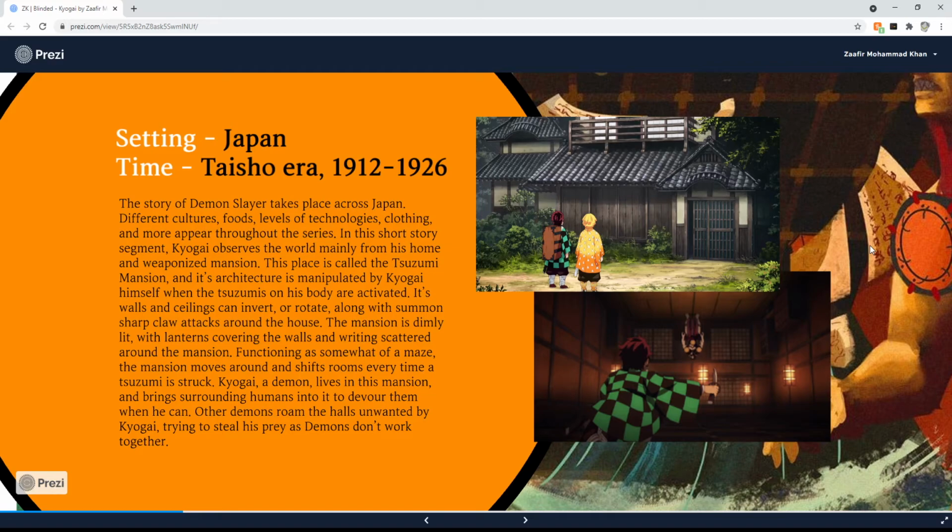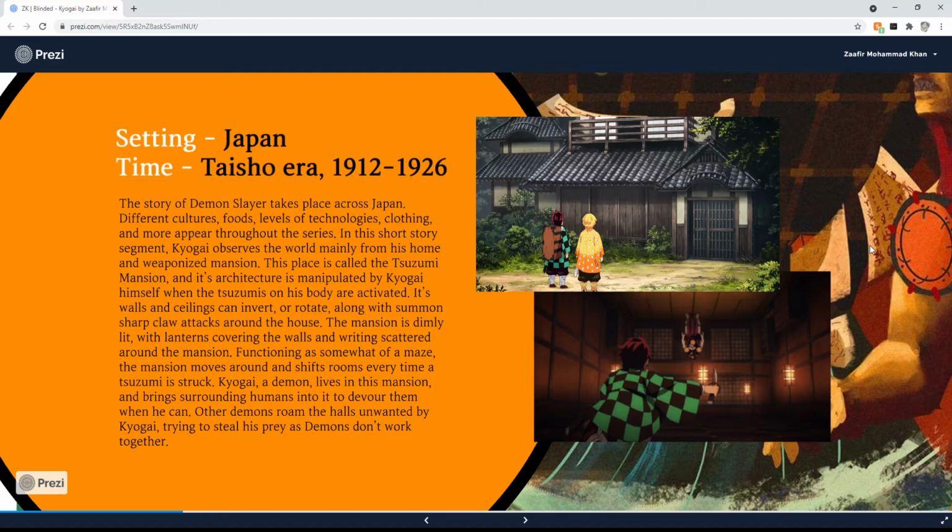This place is called the Suzumi Mansion, and its architecture is manipulated by the demon himself when the Suzumis on his body are activated. Its walls and ceilings can invert or rotate, along with summon sharp claws attacks around the house. The mansion is dimly lit with lanterns covering the walls and writing scattered across the mansion. Functioning as somewhat of a maze, the mansion moves around and shifts rooms every time a Suzumi is struck.